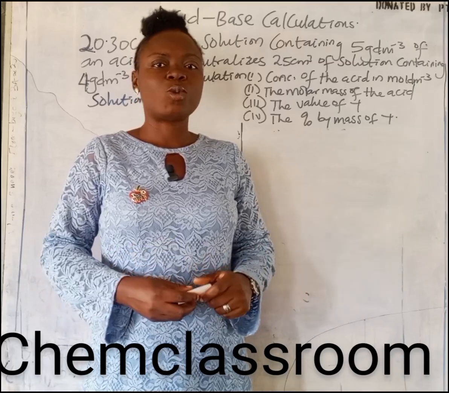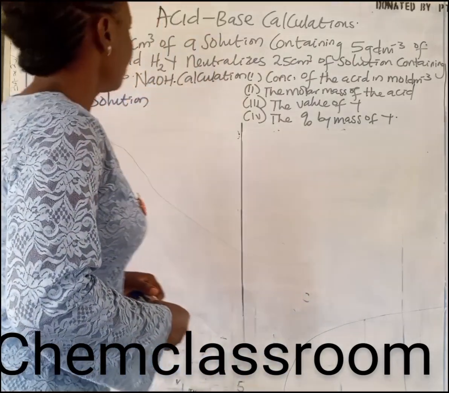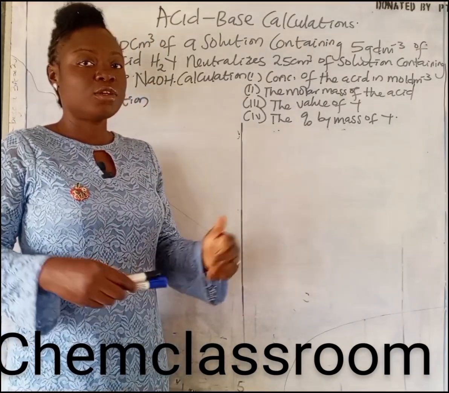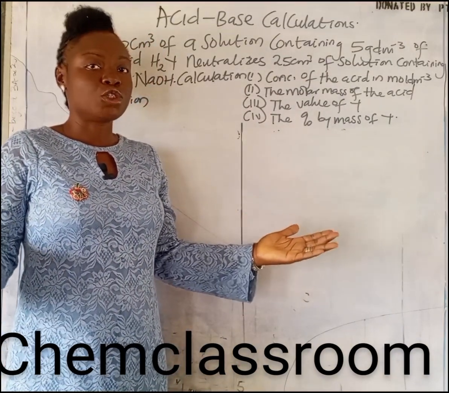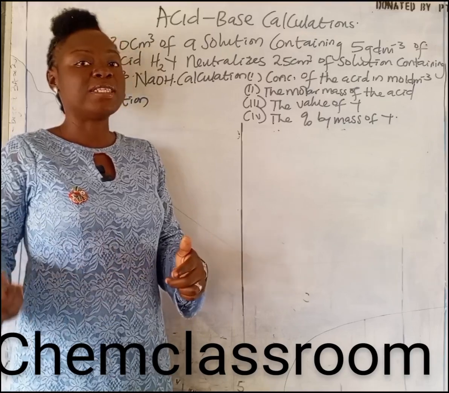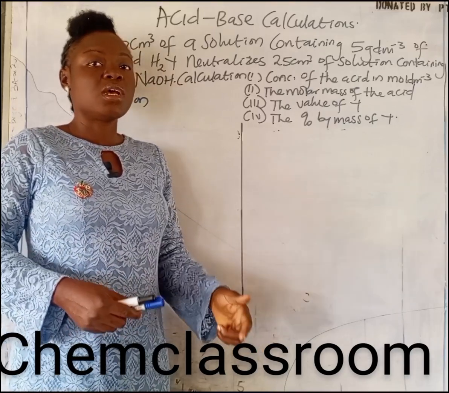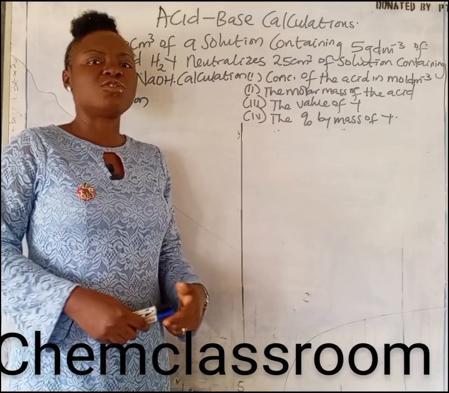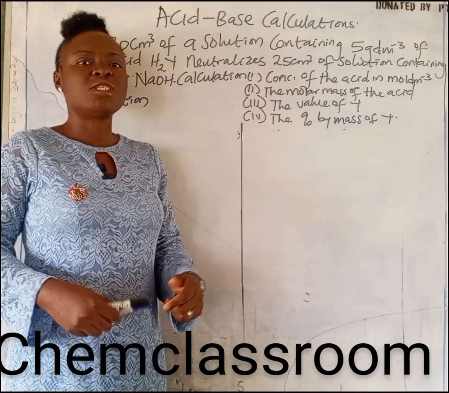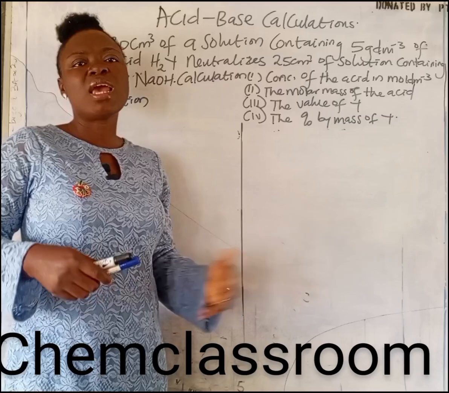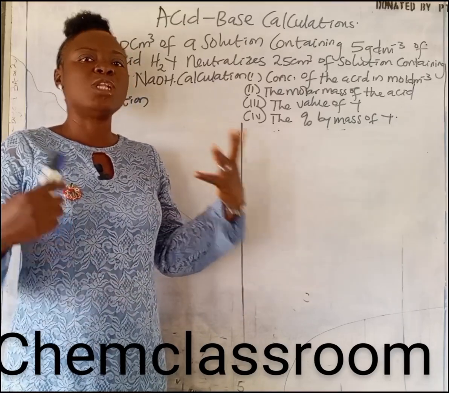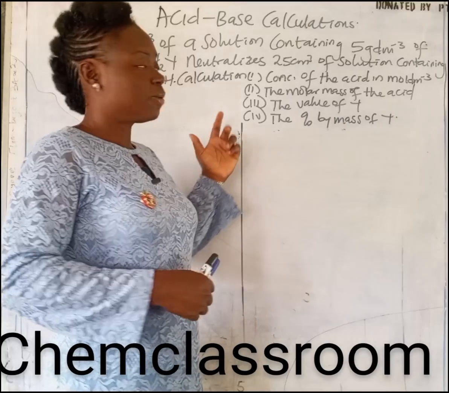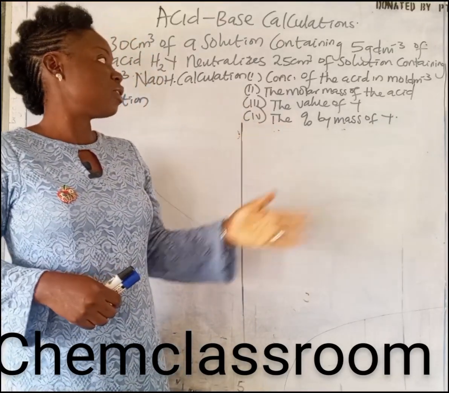So let's see what we have on the board. Like I emphasized the last time, we have two kinds of concentration. We have concentration in mole per dm cube, which is the molar concentration, and concentration in grams per dm cube, which is the mass concentration. You can be given any of these in the question and it will lead you to what you're expected to do. In this question, we'll be calculating concentration in mole per dm cube.